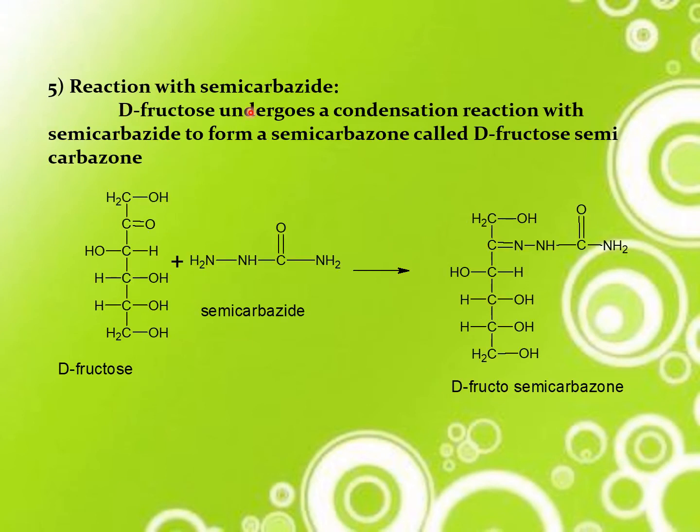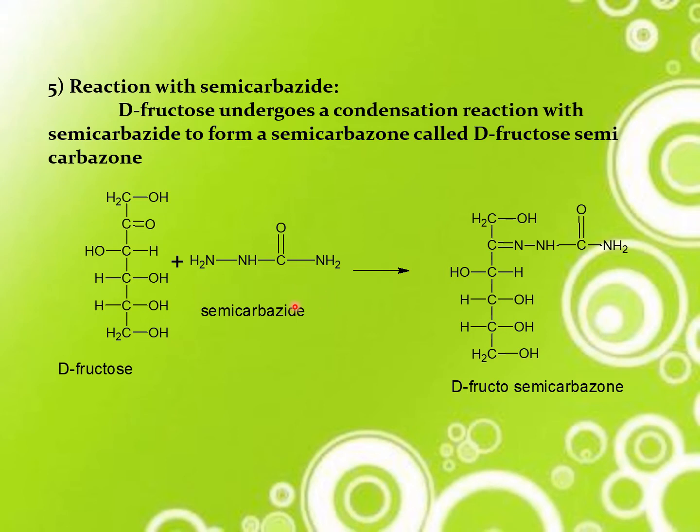Now we'll see the reaction with semicarbazide. D-fructose undergoes a condensation reaction with semicarbazide to form semicarbazone called D-fructose semicarbazone. This is the structure of fructose. This is the structure of semicarbazide, NH2 NHCO NH2.